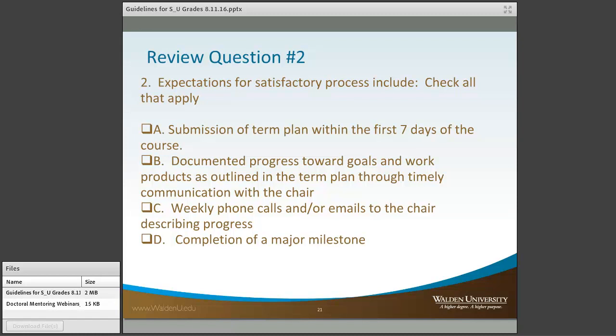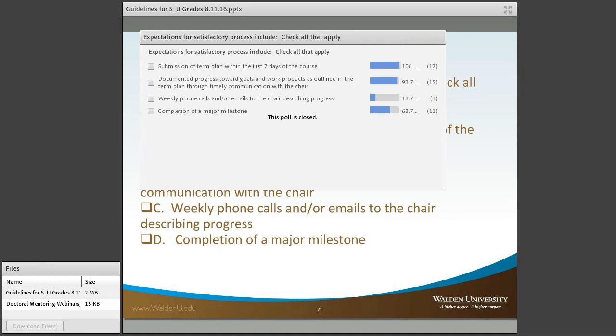Now, the other two, completion of a major milestone, it really depends. It can include that, but it really depends on if it's something that you have identified as something that needs to happen, and that there is a clear idea of how that will happen in this time. And then phone calls and emails, that's a good practice, a best practice, and can definitely support progress, but that's not necessarily something in the term plan or something relating to someone achieving an S or a U.